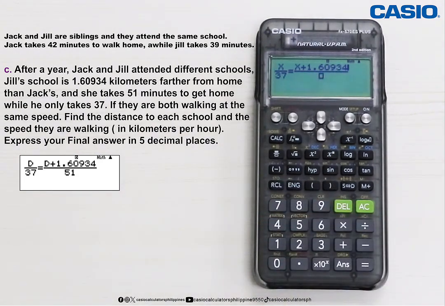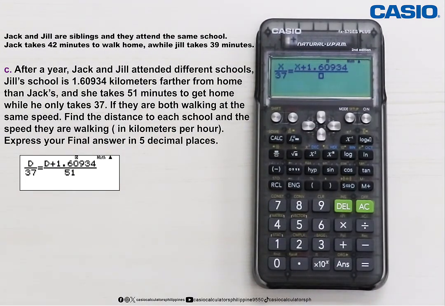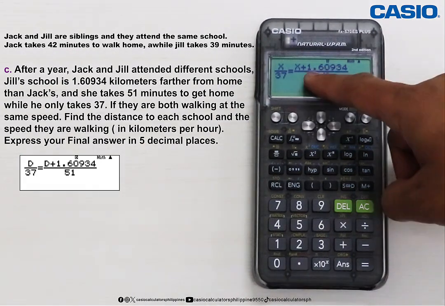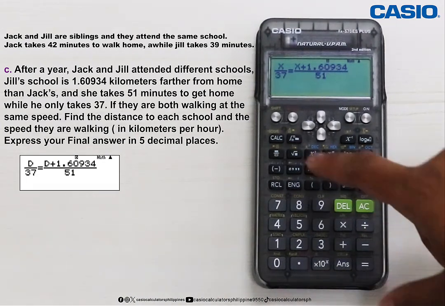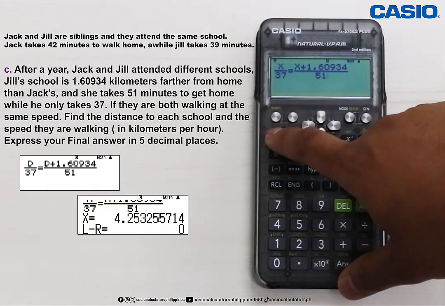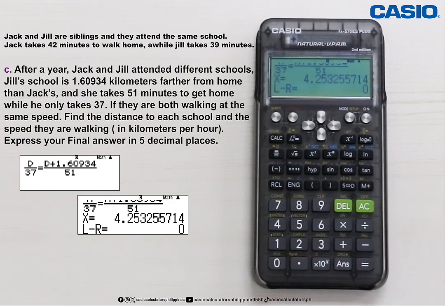Since Jill has 1.60934 kilometers more than the distance of Jack's school, and it takes her 51 minutes to get there, we then need to determine the value of the distance of Jack's school. To find that, we can use shift solve to solve for the variable x and press the equal sign.